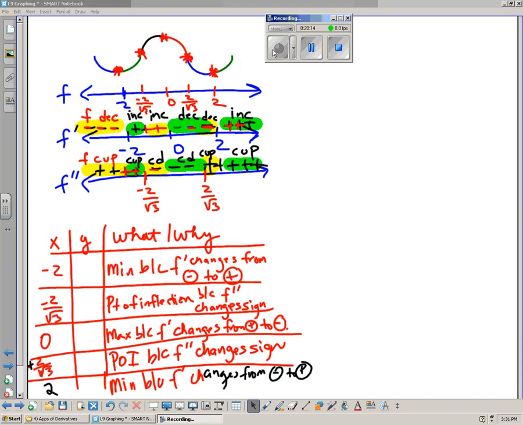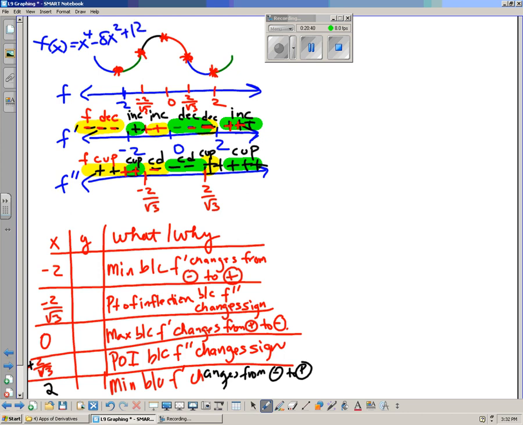All right, so all I did was I just made a new page here. In class I did the graph on the board, but obviously we can't record the board. So now we're going to do the full graph. So we need to get y values. The original function is f of x equals x to the fourth minus 8x squared plus 12.